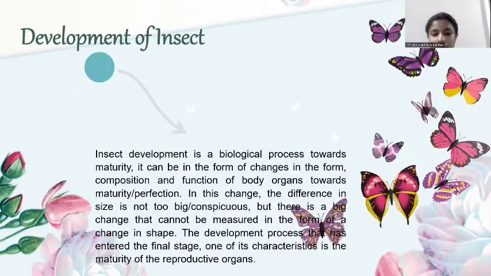The second is development of insect. Insect development is a biological process toward maturity. It can be in the form of change in the form, composition, and function of body organs toward maturity or perfection. In this change, the difference in size is not too big or conspicuous, but there is a big change that cannot be measured in the form of a change in shape. The development process that has entered the final stage has one of its characteristics in the maturity of the reproductive organs.